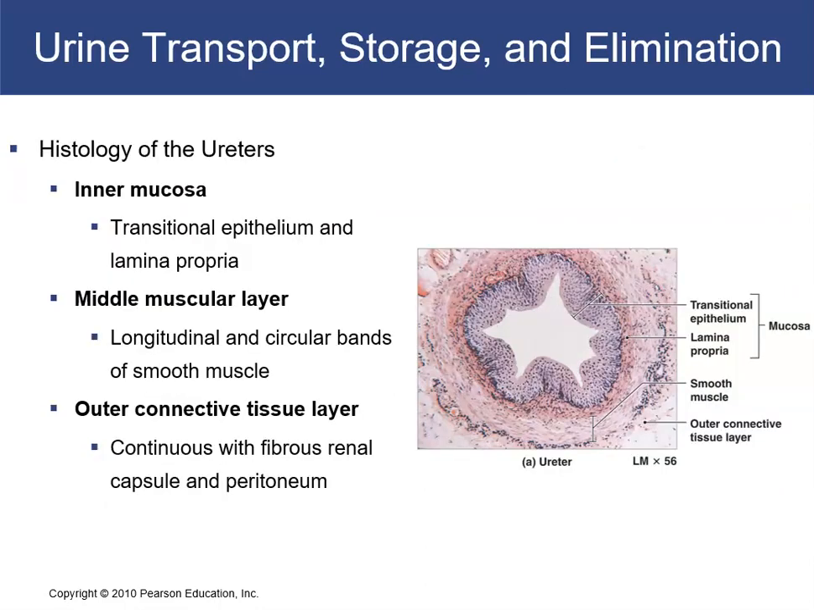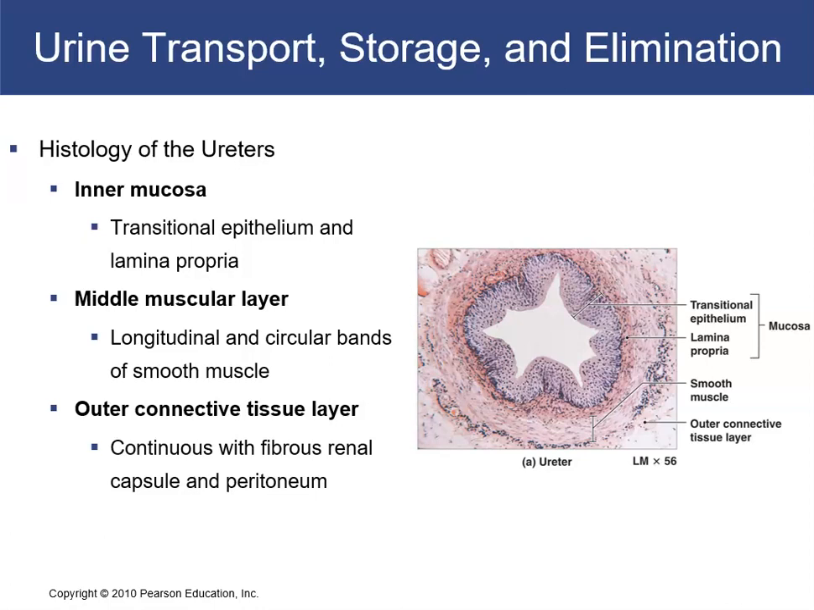Looking at the histology of the ureters, they have an inner mucosa layer that is made up of transitional epithelial tissue and lamina propria. Transitional epithelial tissue means it can change how many layers are present. So again, depending on the amount of urine that is passing through, it can accommodate.